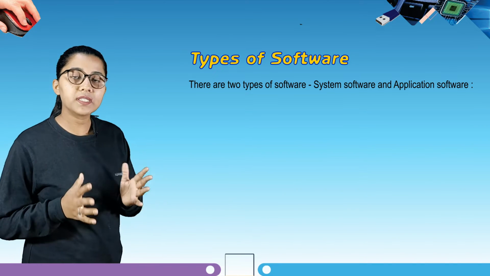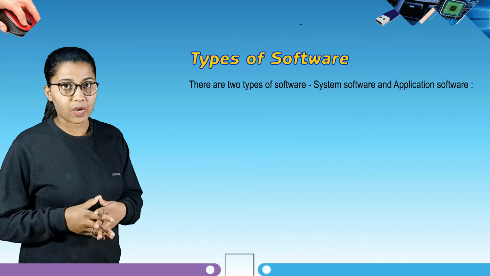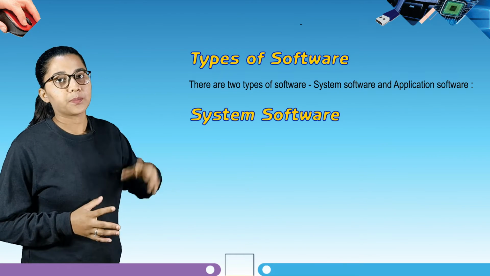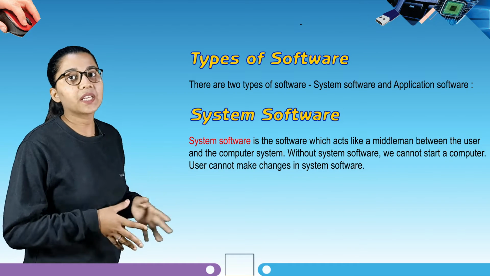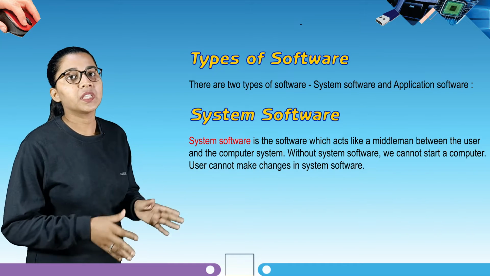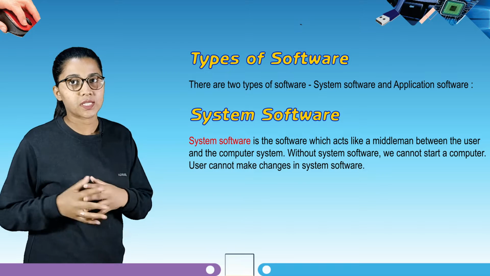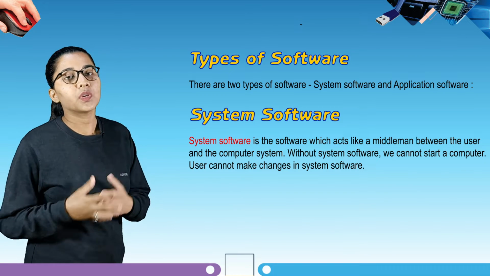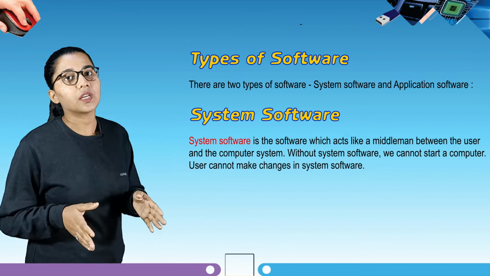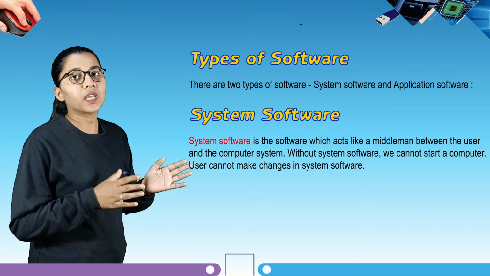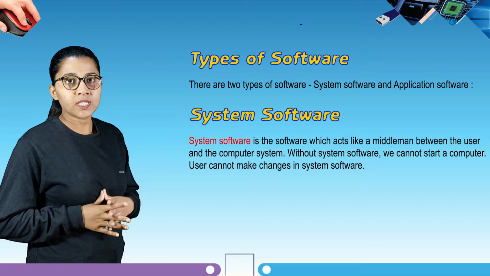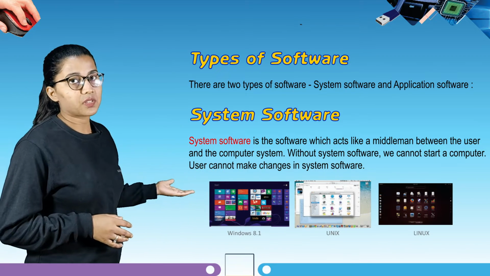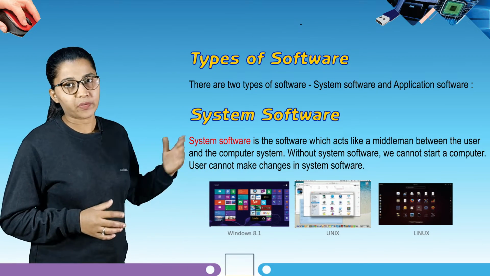Now, what is system software? Let's learn about system software. System software is the software which acts like a middleman between the user and the computer system. Without system software, we cannot start a computer. The user cannot make changes in system software. So students, here you can see some pictures of examples of software.